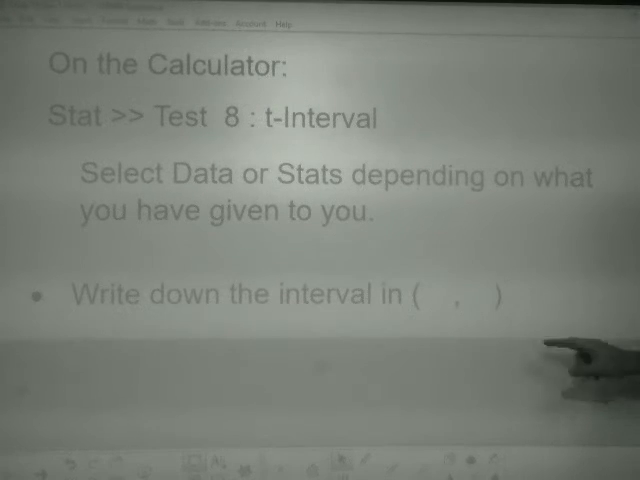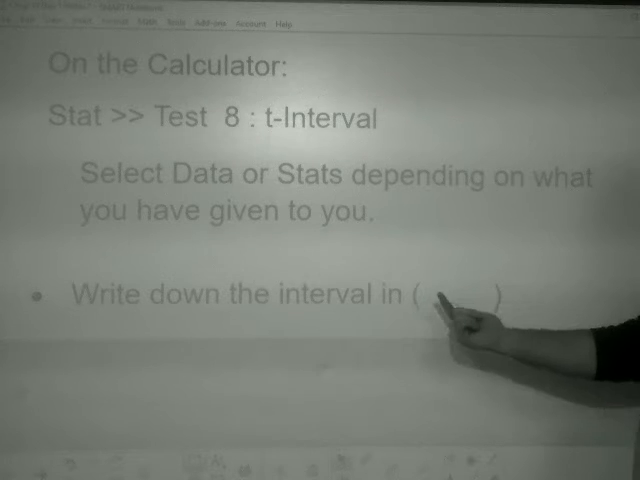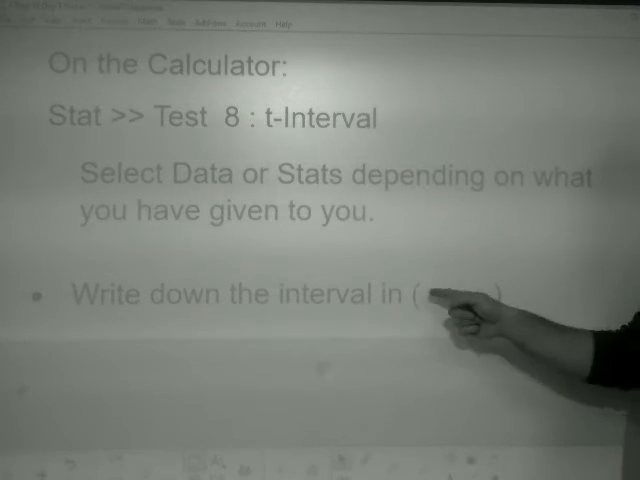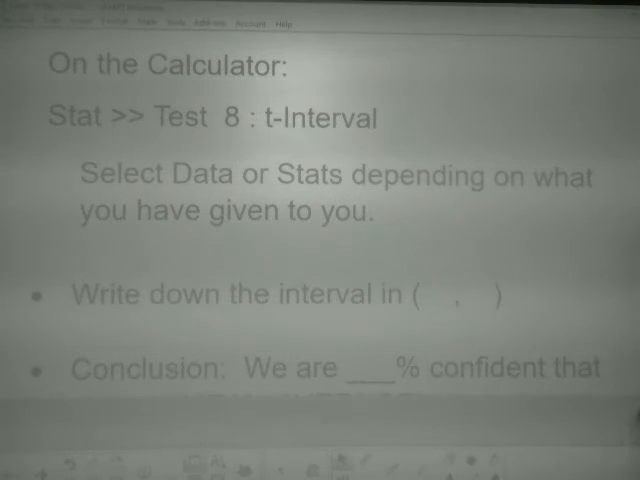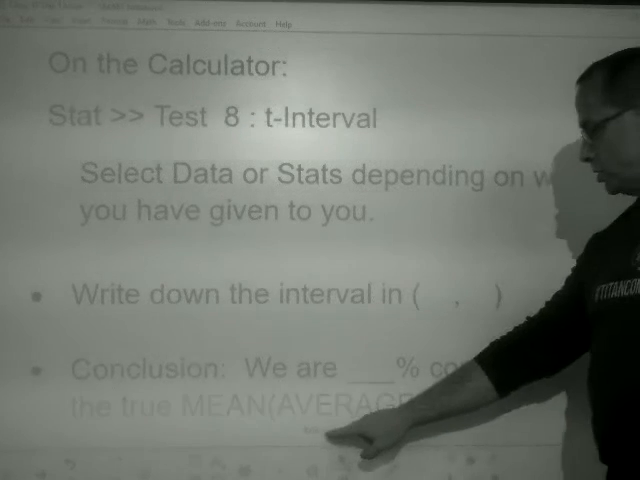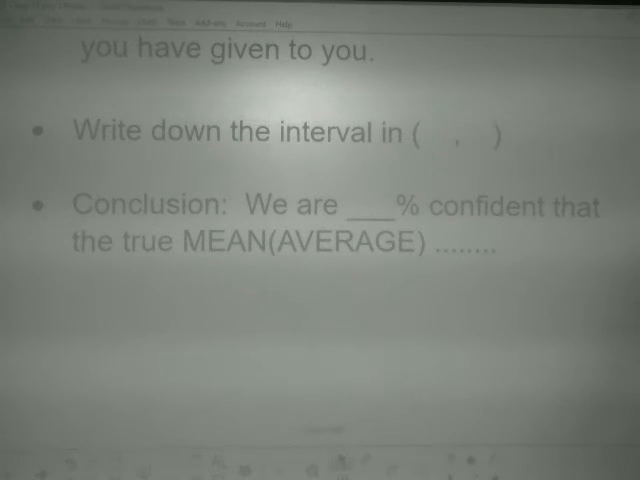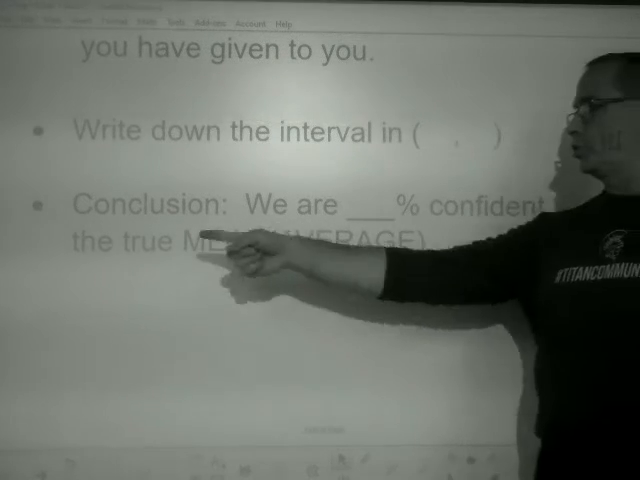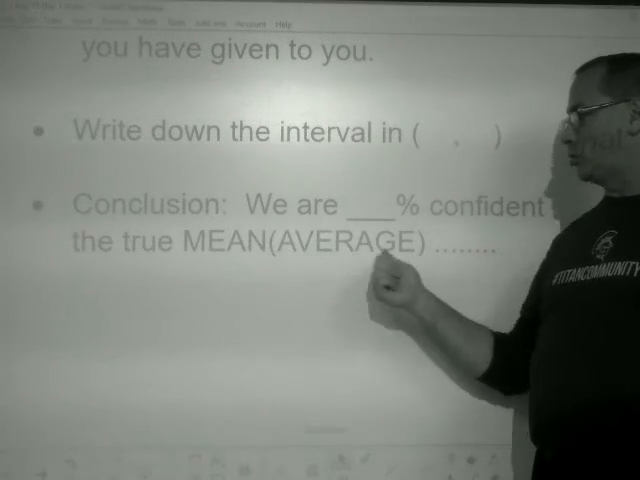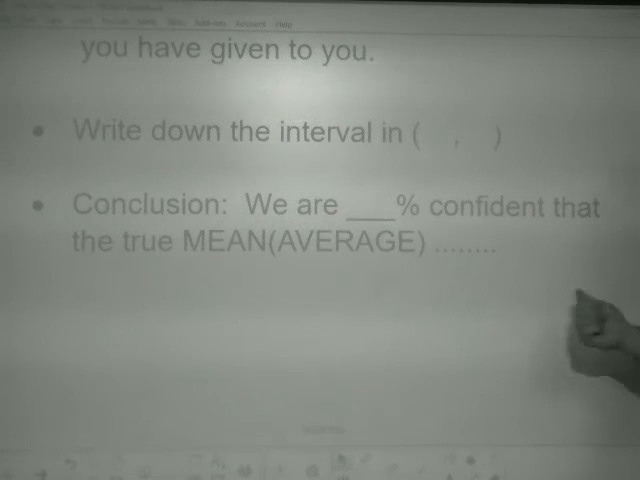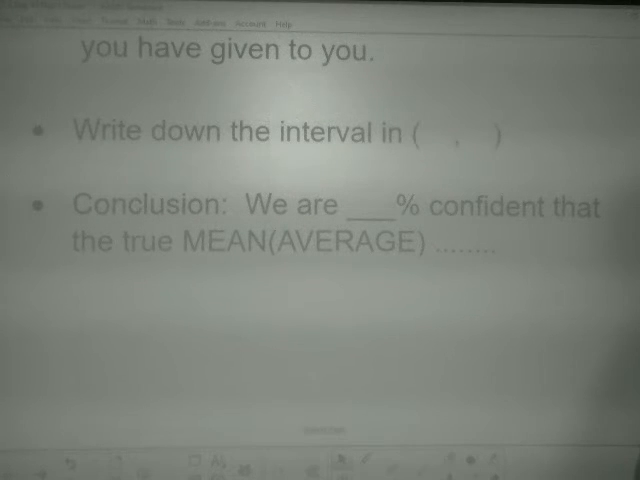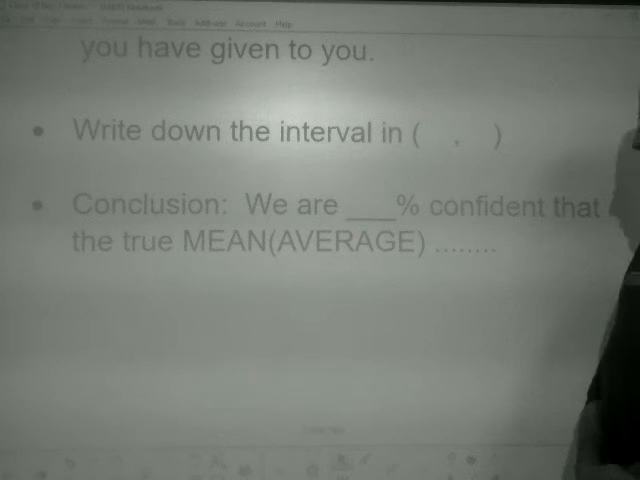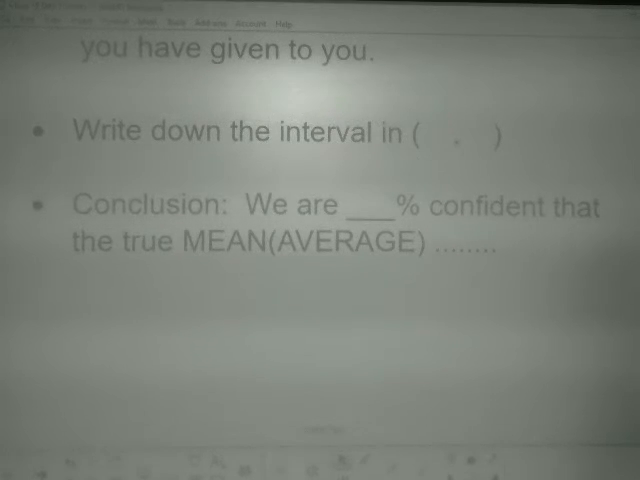It will give you an interval, and you write down the interval just like we did before in a big set of parentheses. Then you write the conclusion. The conclusion this time sounds like the one we had last time: we are whatever percent confident that the true mean, or you could say true average, is whatever they wanted you to find. We're going to take a look at a problem together and go through it.